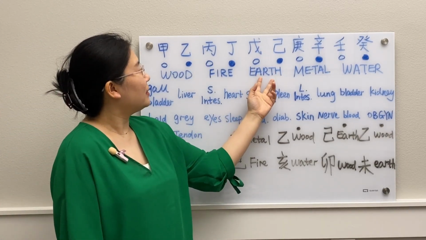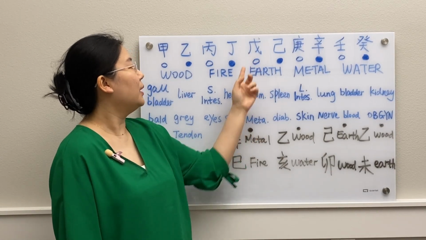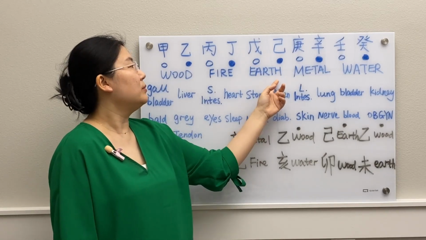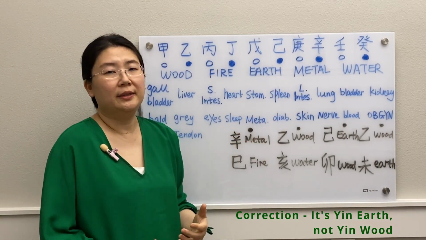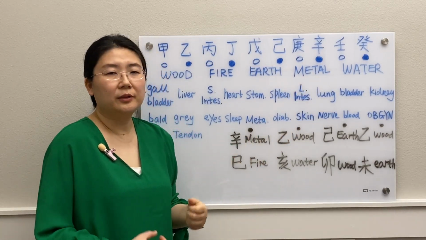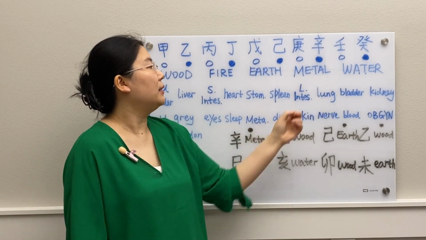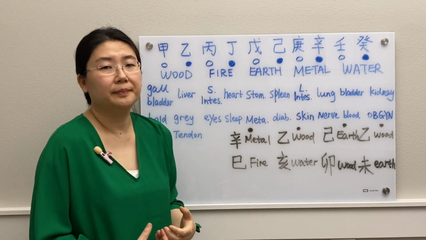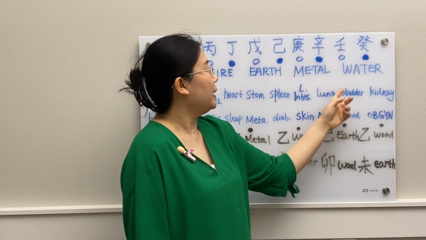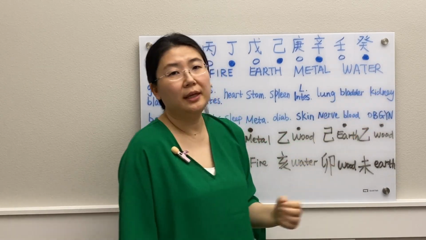The same thing with this earth pair. The yang earth, wu, corresponds to our stomach, and the yin earth corresponds to spleen. This metal pair, yang metal, corresponds to our large intestines, and the yin metal represents our lung. The last pair, the water element: yang water is bladder, and then yin water is kidney.